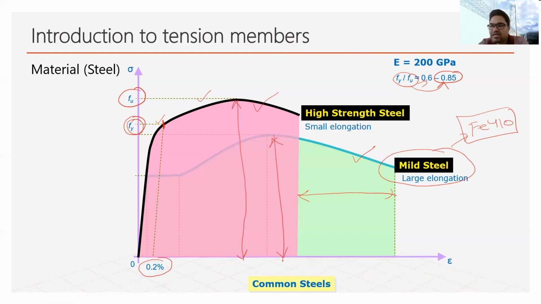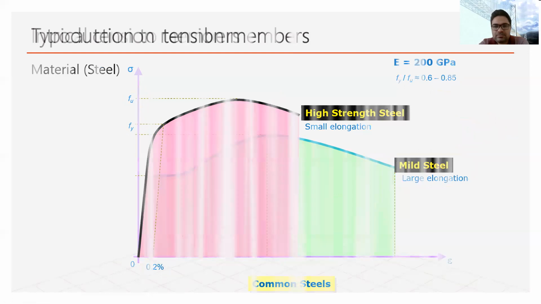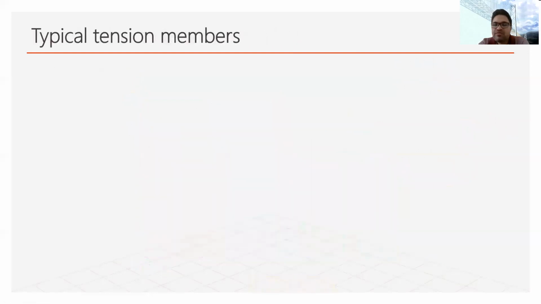So in the mild steel, there is large elongation, and in the high strength steel, we can say there is small elongation. Now we will see some typical applications of tension members in different types of structures.